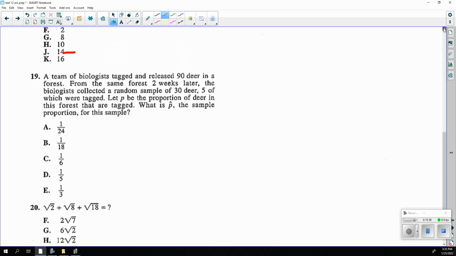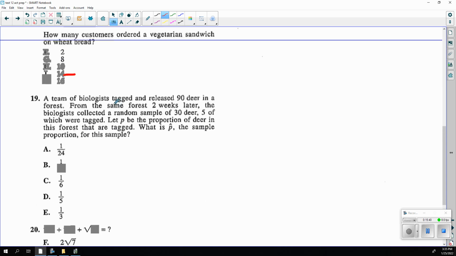Been liking these sample ones a lot more. I tagged and released 90 deer and collected 30, 5 of which were tagged. Let P be the proportion of deer that are tagged. So 5 of the 30 are tagged, right? So it would be 1 out of 6 tagged for that.